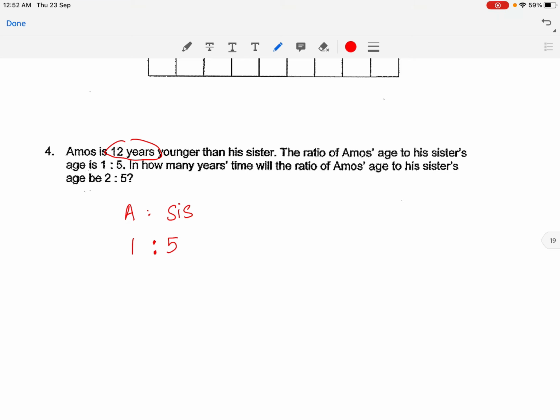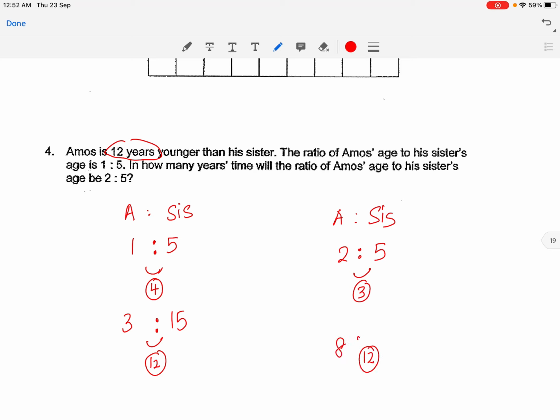But the difference is 12. Right now, the difference is 4. I will need to make the difference 12, which means I will need to times 3. I will get 3:15. Alright, so in how many years' time will the ratio of Amos' age to his sister's be 2:5, right? So sister, 2:5. Now the difference here will be 3, but as I've explained earlier on, the difference will always be 12. So I will need to times 4 here to get 12. I will get 8 is to 20.